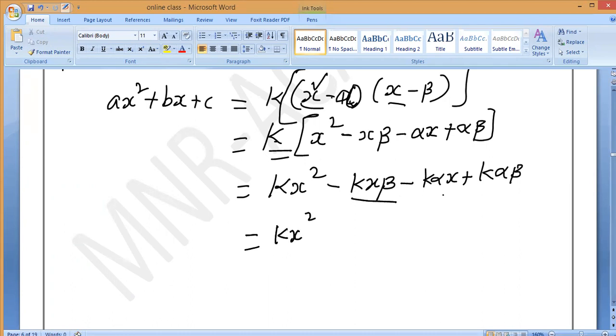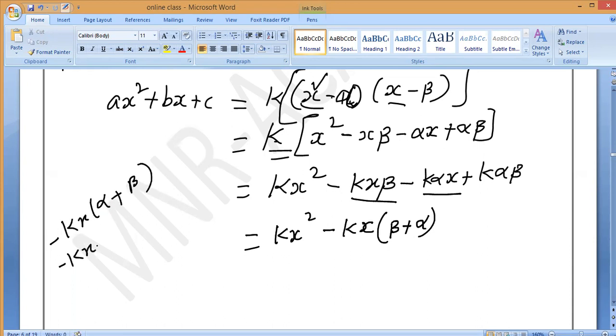First one is equal to kx square. Next, in these two terms something is common. Can you observe? Here kx is there, here also kx is there. So can I take minus kx as common? Both places minus kx is there. Yes, sir. Minus kx will come outside, and inside will be beta plus alpha. If you multiply it, what will come? Minus kx alpha minus kx beta. The same thing is coming. So I can write these two terms like this. Plus k alpha beta.